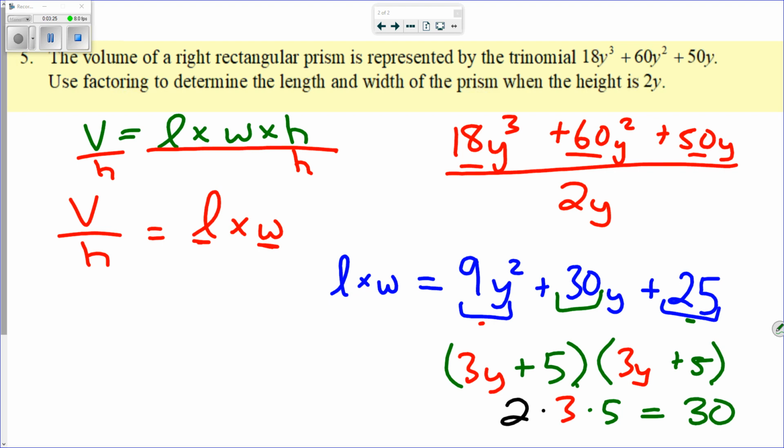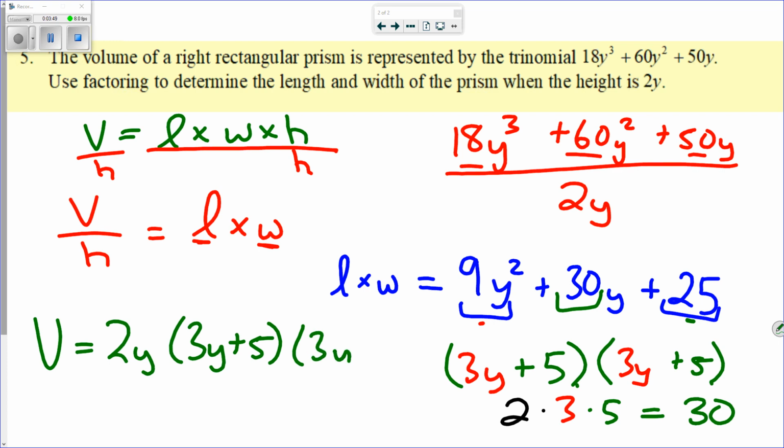So we know that the length and the width are going to be the same. And we know that the length, and the width, is going to be 3y plus 5. So our volume is going to equal the 2y for the height, 3y plus 5 for the length, and 3y plus 5 for the width.